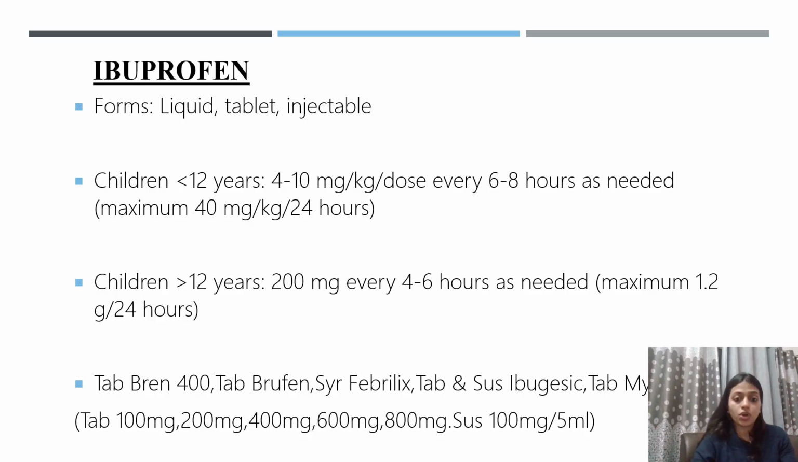Then comes another most commonly used analgesic, which is ibuprofen. Okay, so it can be given in liquid form, tablet or injectable. Children who are less than 12 years, 4 to 10 milligram per kg per dose every 6 to 8 hours as needed. Okay, maximum 40 mg per kg per 24 hours. And children who are more than 12 years, 200 milligram every 4 to 6 hours as needed. Okay, maximum 1.2 grams per day. And these are certain trade names which are available.